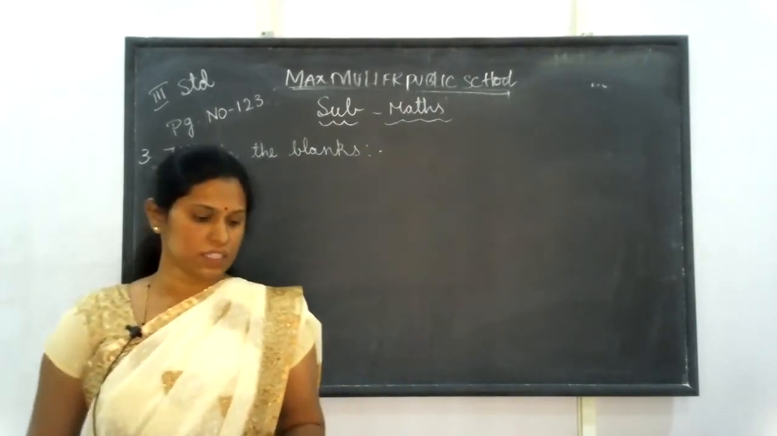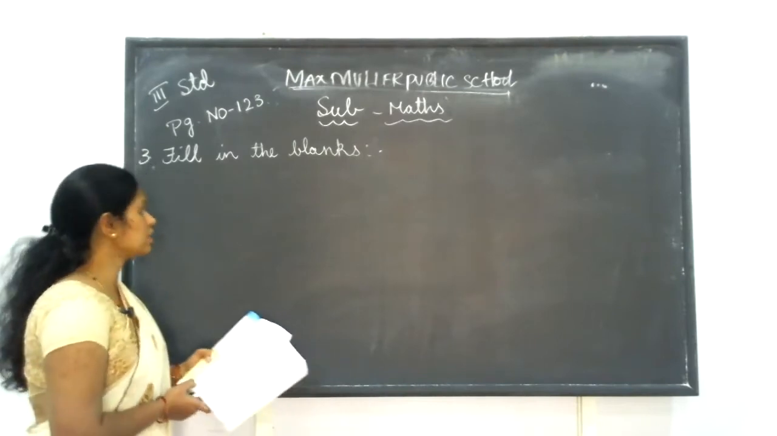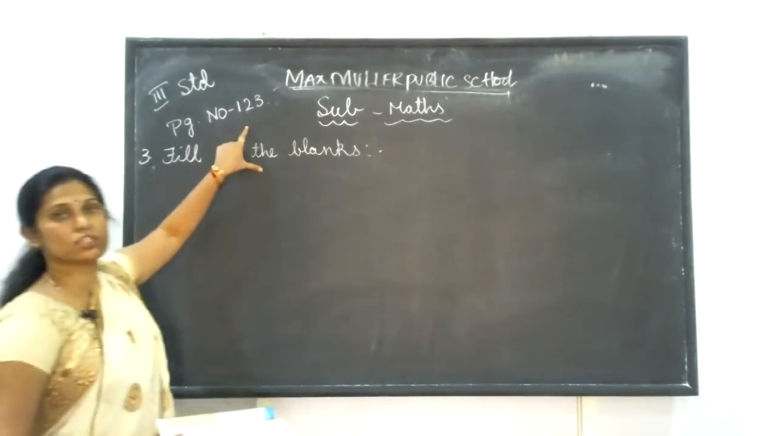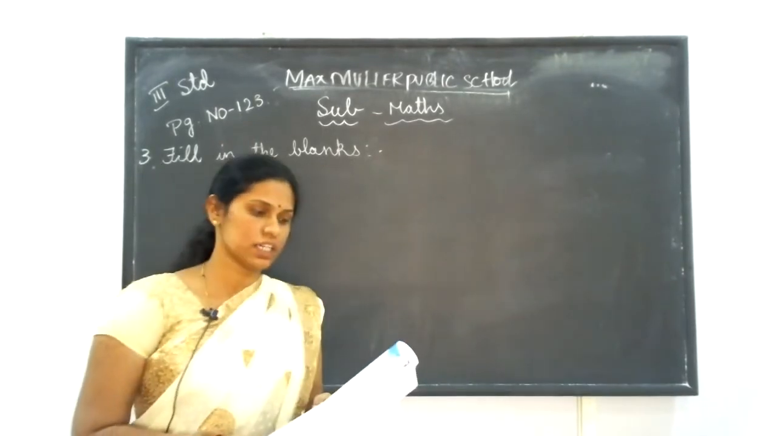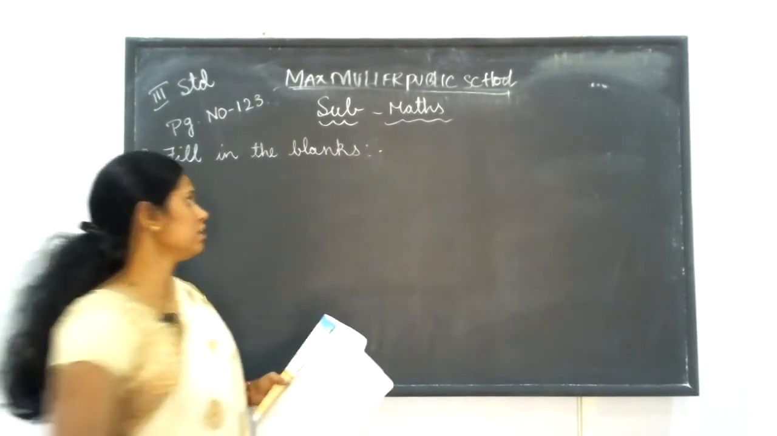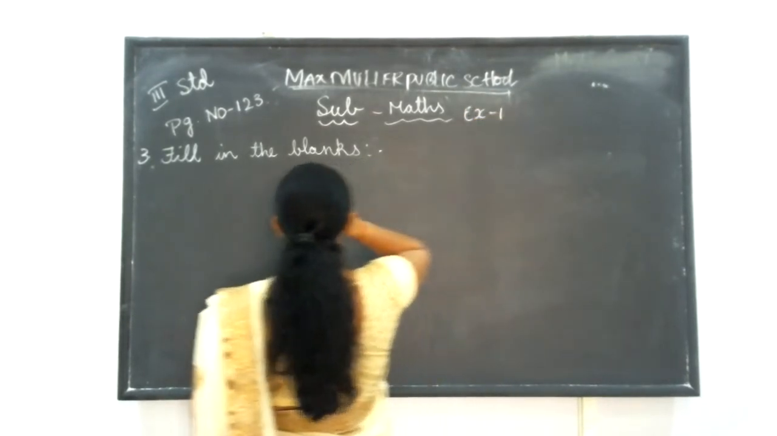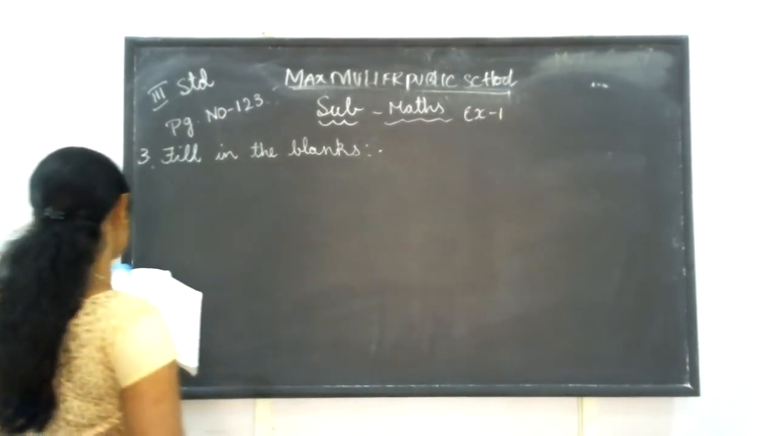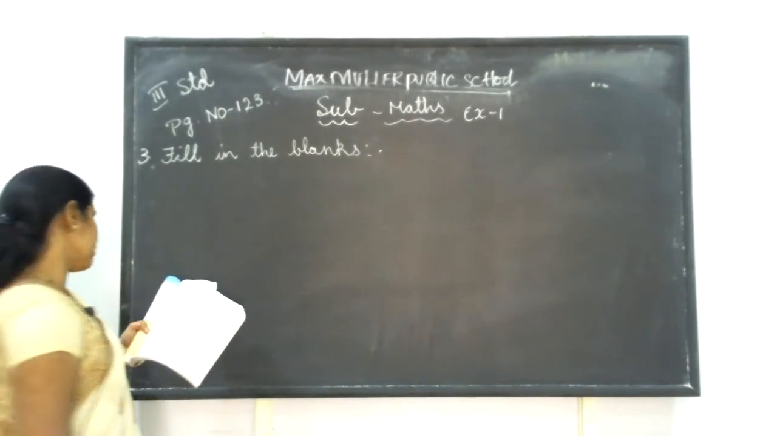Already we have started in the last class time lesson. So all of you take out page number 123. Two mains we have already done. Exercise 1 and 2 we have already finished. We'll start from the third main, filling the blanks they have given.